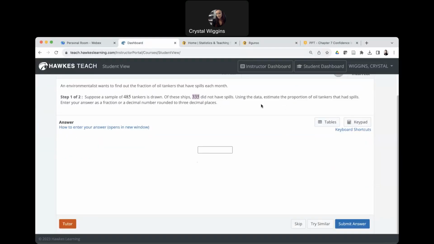Okay. So in order now to find the proportion, or estimated proportion, remember that point estimates are the sample proportions, or sample means if we're in the means. So we have to calculate that proportion. All proportions are parts over the whole. The part needs to correlate with the category we are specifying. So my part for spills is 150. We just found that by subtracting. And my whole is 485.